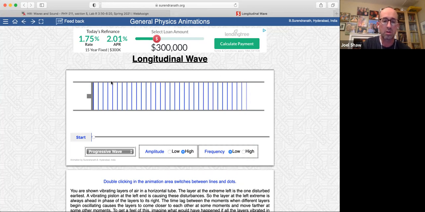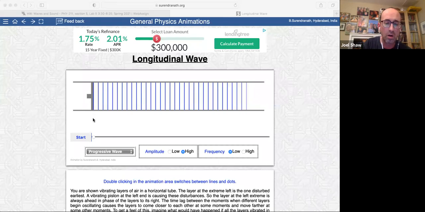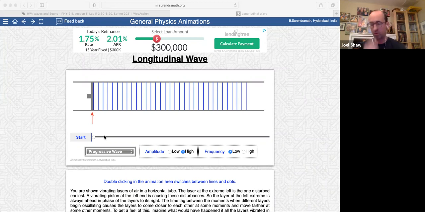So the first thing I'm going to do is draw an arrow right where this piston is starting. And the reason I'm drawing this arrow is this is the equilibrium position for the piston. So that's the equilibrium position for the piston. And what I want to observe is how everything looks right there where the piston is when the piston gets back to equilibrium. And so let me just start this.